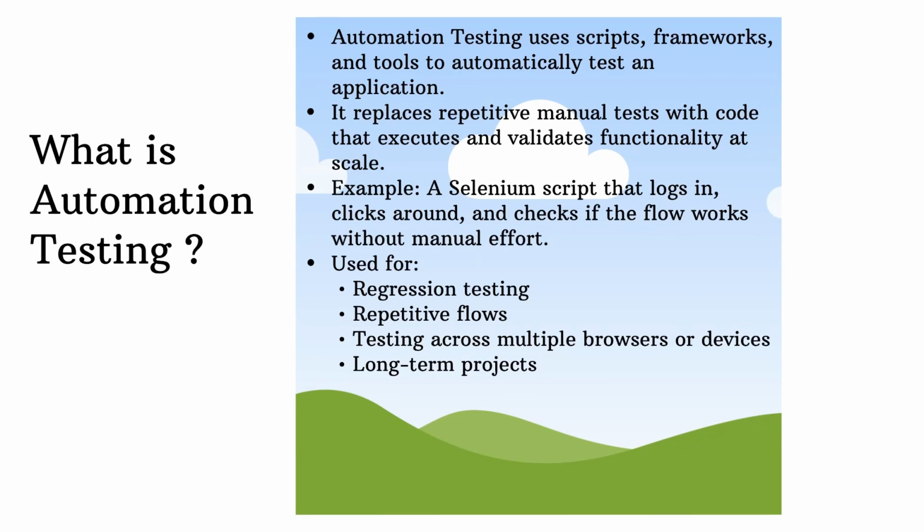What is automation testing? Automation testing uses scripts, frameworks, and tools to automatically test an application. It replaces repetitive manual tests with code that executes and validates functionality at scale. Example, a Selenium script that logs in, clicks around, and checks if the flow works without manual effort. Used for regression testing, repetitive flows, testing across multiple browsers or devices, long-term projects.